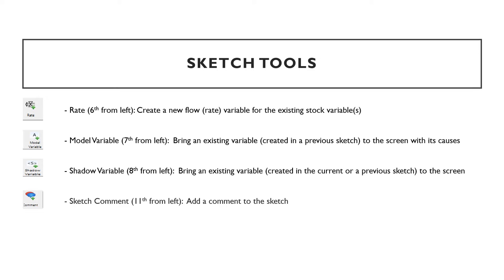We also have a model variable. This brings an existing variable created in a previous sketch to the screen with its causes. There is also the shadow variable, which is used to bring an existing variable created in the current or previous sketch to the screen without showing its causes. You can create multiple images of the same variable on a single sketch. We also have sketch comment, which is simply used to add a comment to the sketch.